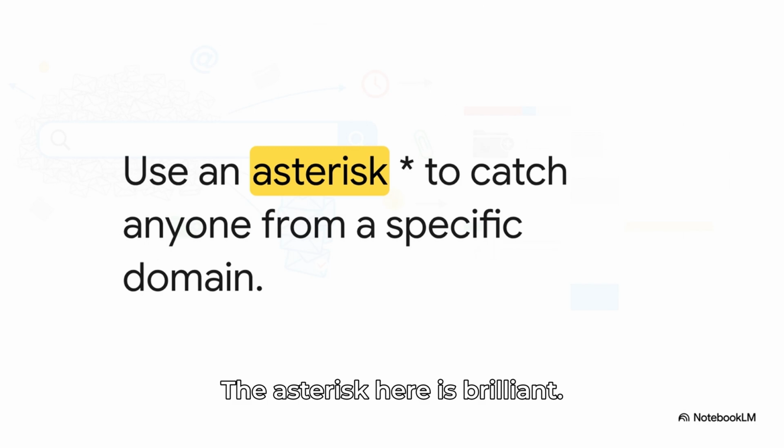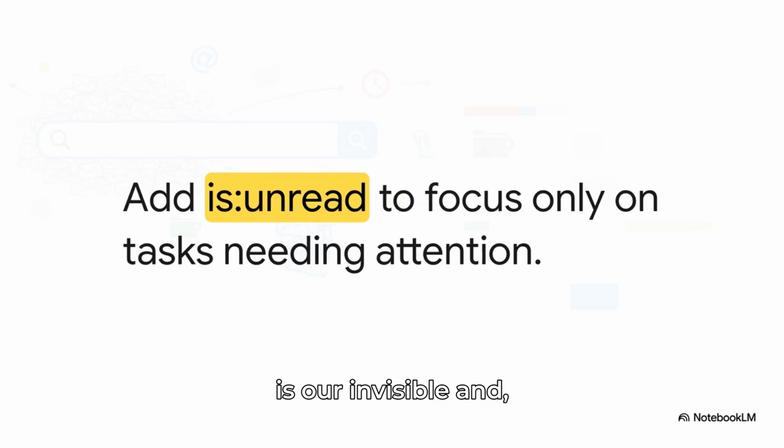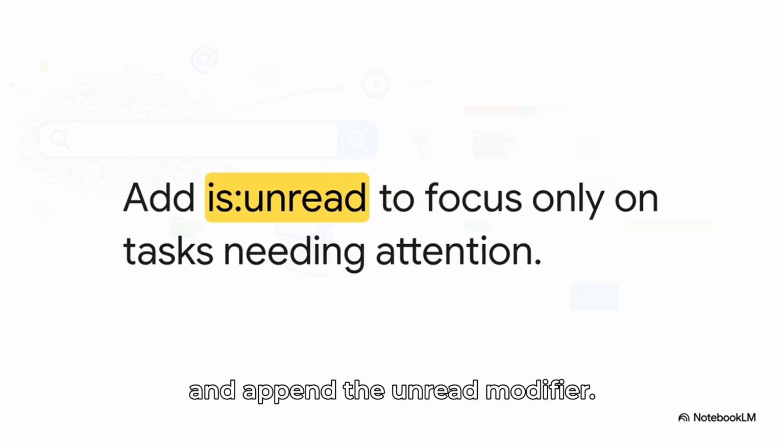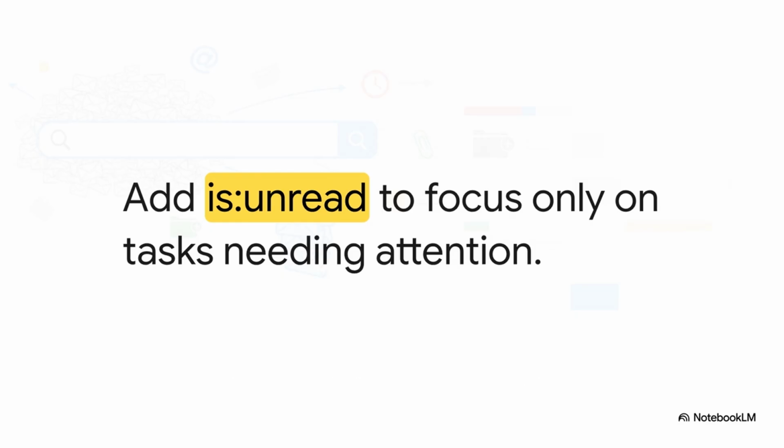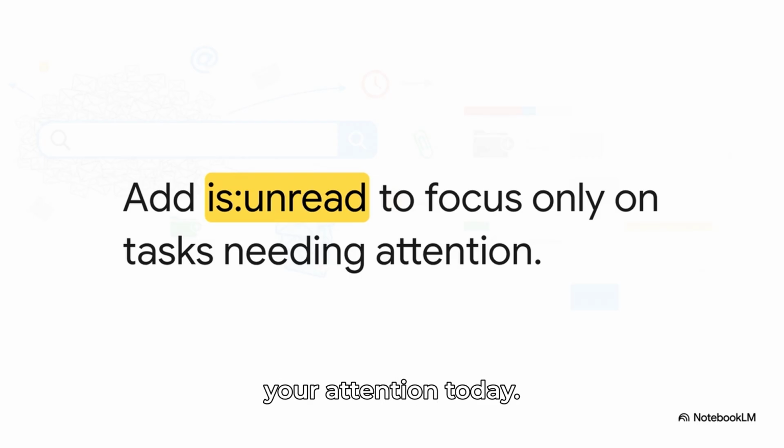from:*@clientdomain.com. The asterisk here is brilliant. It acts as a wildcard. You don't even need to know the user's specific name. This will catch literally anyone emailing you from that company's domain. Next, we add a space, which, remember, is our invisible AND, and append the unread modifier, is:unread. Boom! Immediately your results narrow down. It drops every single email you've already opened and handled, leaving only the tasks that actually require your attention today.